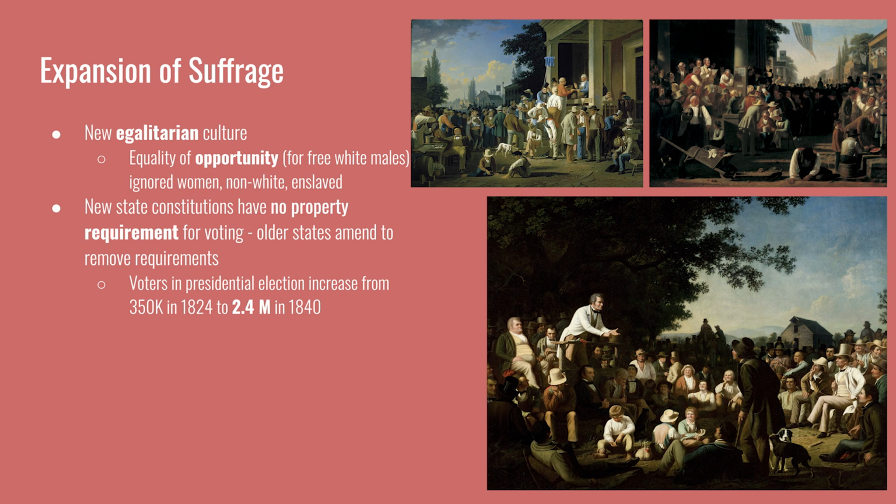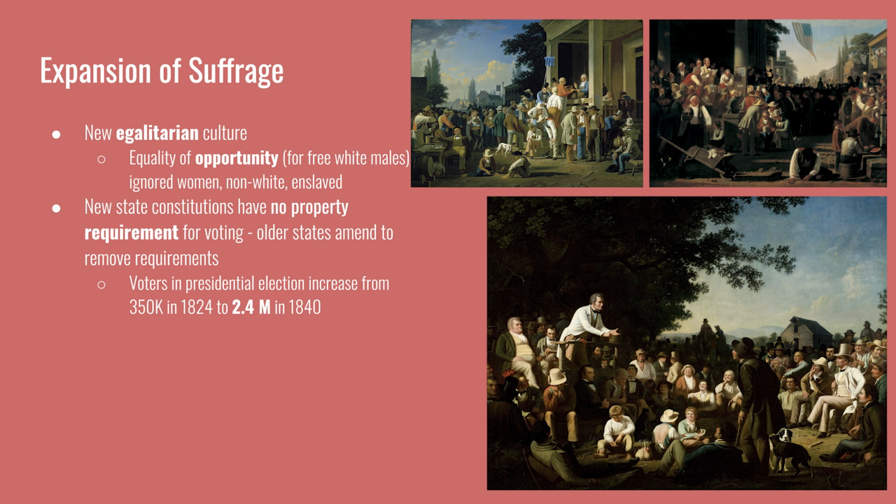However, for white males, the growth of an egalitarian culture will lead to the new states created in this period to leave out property owning requirements for voting from their constitution. Older states amend their constitutions or pass new voting laws that grant the right to vote to white males without meeting a property owning requirement.